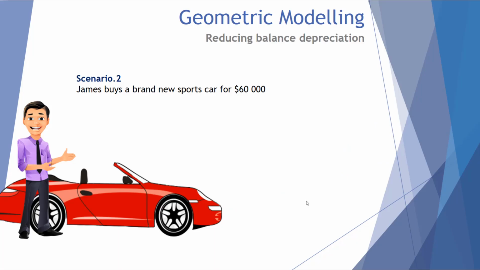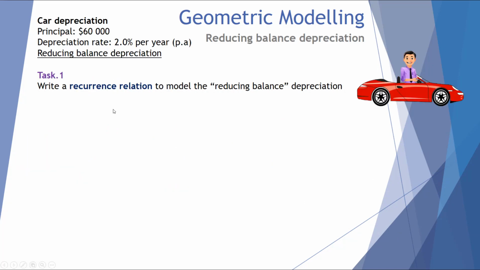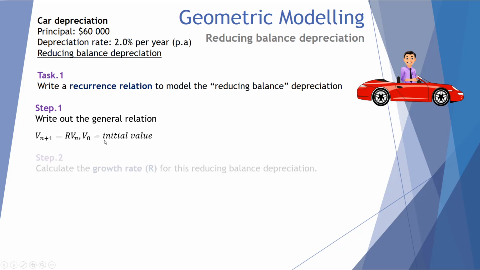Scenario 2, James buys a brand new sports car for $60,000. Off he goes. James's car depreciates with a reducing balance depreciation of 2% per annum. So task 1, write a recurrence relation to model the reducing balance depreciation. So step 1, we look at our general relation. So again, the value of the next term is equal to the value of the previous term multiplied by a growth factor and an initial value of V0.